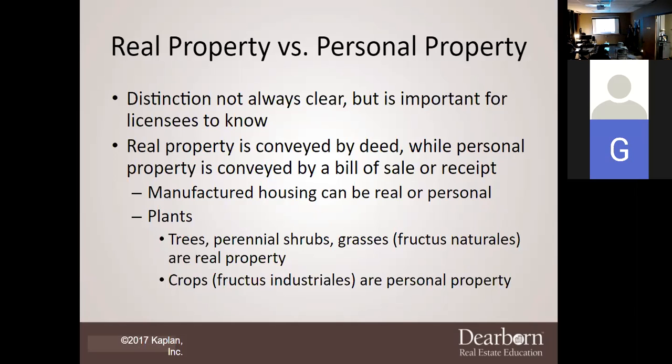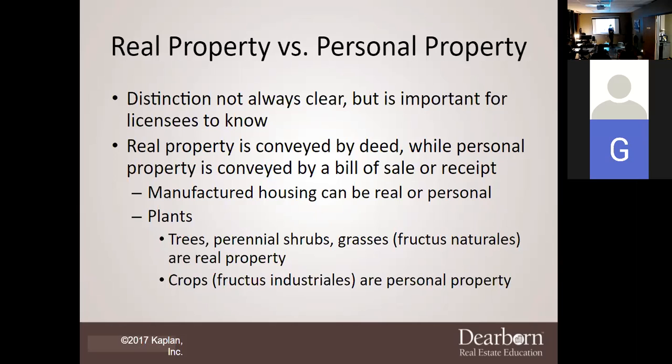Okay, so the key thing, just to kind of remind yourself here, and a lot of people get that mixed up, and that's fine. Understand that if it can be moved, it's going to be personal. So when it's on the wheels, you can move it. But when it's on cement blocks, it's very difficult to move it. Do you see the difference there, Garrett? Yes, sir.